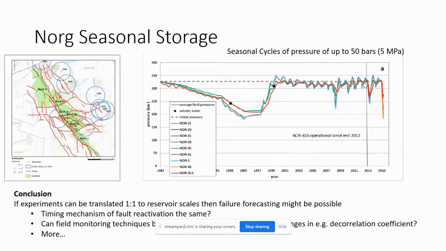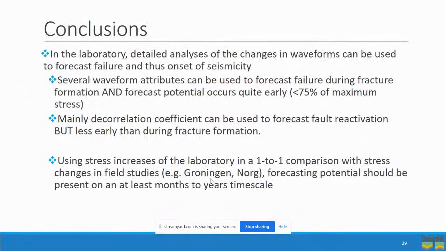So if our experimental data can be translated similarly to reservoir scales in terms of mechanisms and processes, then I conclude that we might have some potential for the forecasting technique that I've shown you today. That requires the same mechanism and, of course, a monitoring technique that sees those differences in properties of the rock on a much larger scale. Then you can use the decorrelation coefficient in the same way as I've done in the lab, also in field scale conditions.